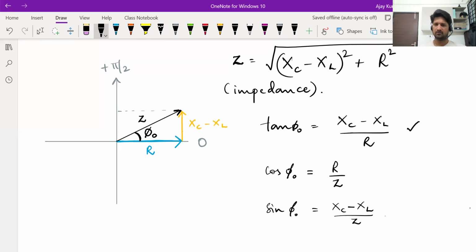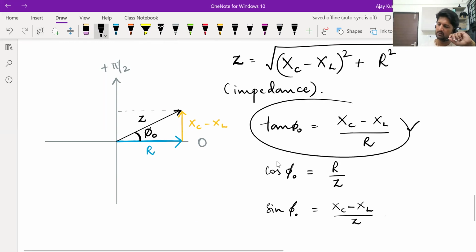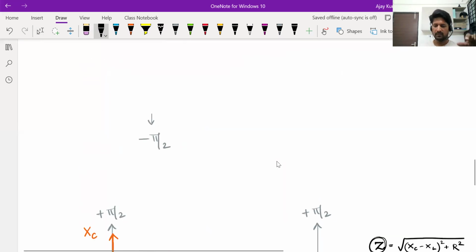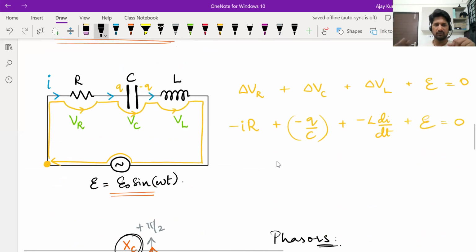And phi naught is the phase constant. And look at the phase constant equation. Tan phi naught is equal to XC minus XL divided by R. Basically, what is happening here? It's an LCR series circuit. All three of them are trying to show their effect. Fine. Suppose only R was there, L and C were not there.